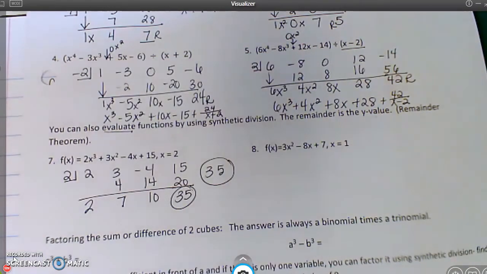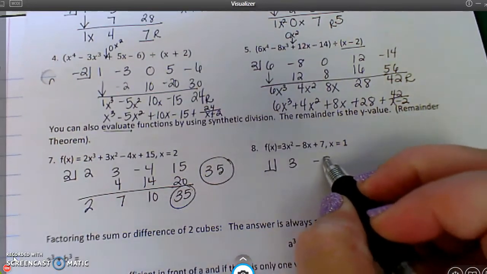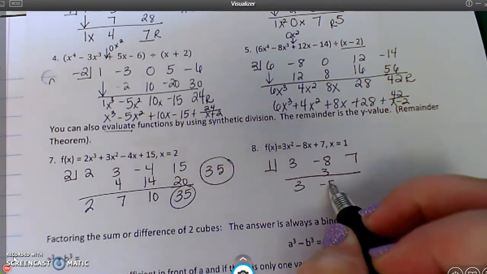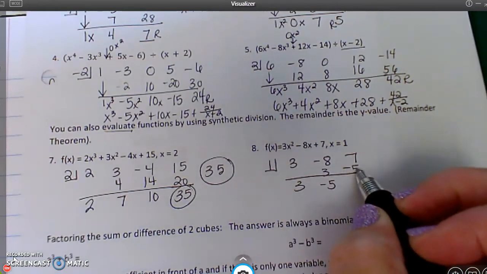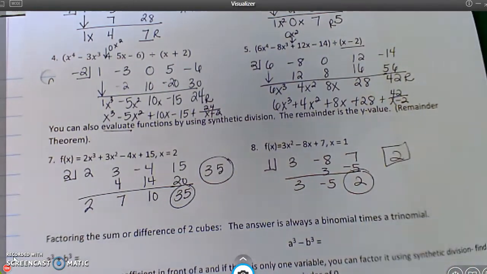Okay? Go ahead and try number 8. So 1 goes in the box. We've got 3, negative 8, 7. 3 comes down. You add, multiply, add. There's our answer. So 2 is correct.